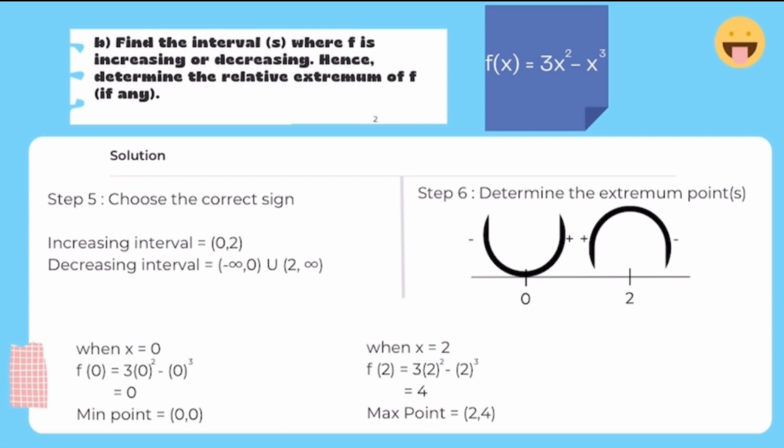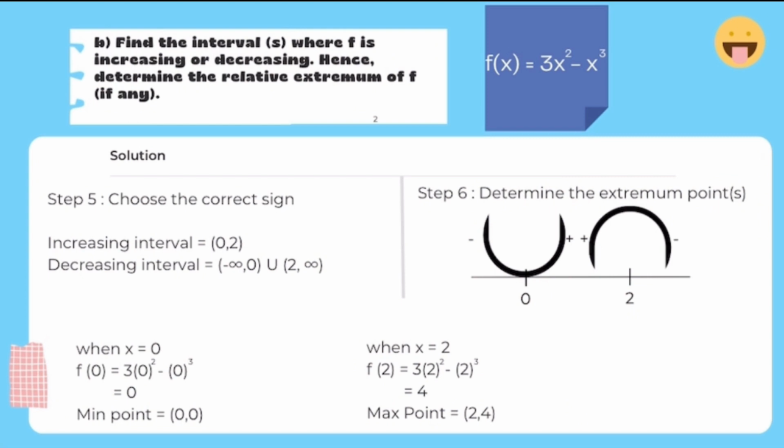So by that we can determine whether it is an increasing interval or a decreasing interval. From 0 to 2, the interval is increasing because it has a positive sign, while from 0 to negative infinity it will be a decreasing interval, and the interval from 2 to infinity.